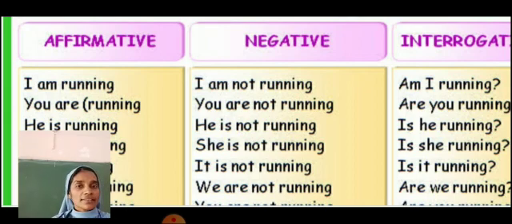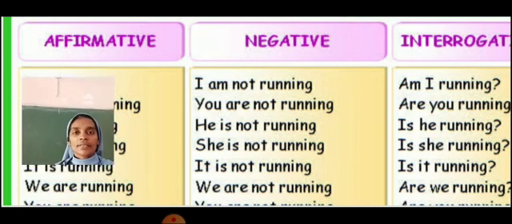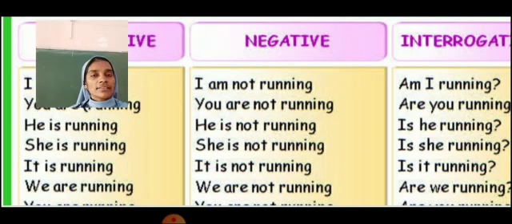He is running. Negative, he is not running. Question, is he running? Then she is running. Negative, she is not running. Question, is she running? Then positive sentence, it is running. Negative, it is not running. Interrogative, is it running?